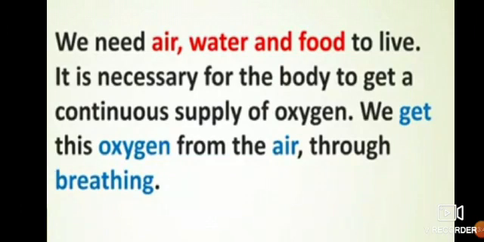The air which we take inside is oxygen. So we need oxygen continuously to breathe, and we get oxygen from the air with the help of breathing. When we breathe, the air which surrounds us comes into our body through the nose, and we start breathing. So we need this oxygen from the air, and it comes with the help of breathing.